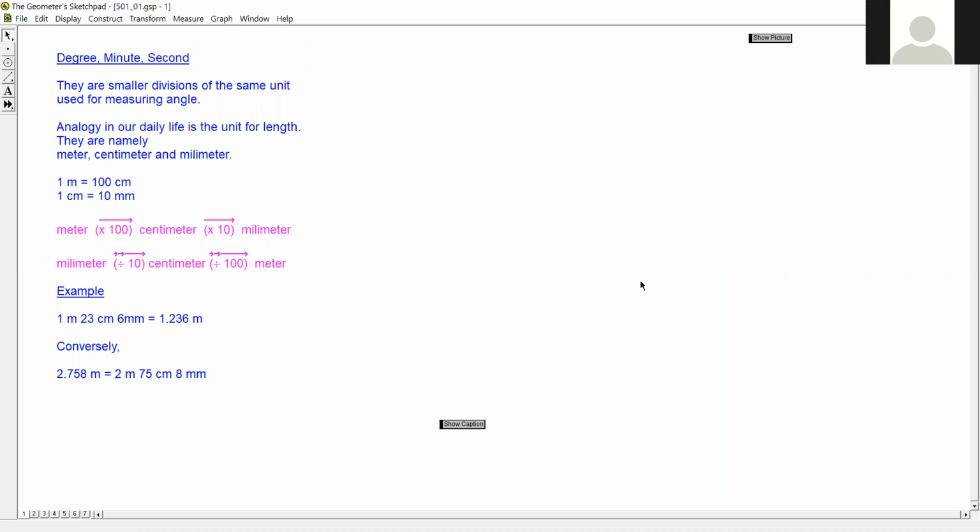Can you hear me? Can you hear me, yes or not? Yes, teacher. Can you hear clearly or not? Clear, clear. Can you see the screen, Geometer's Sketchpad? Yes, can see. Okay, we wait for others to come.